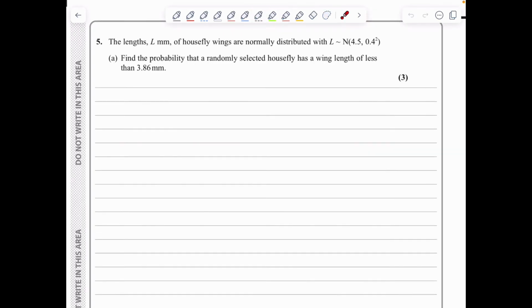In question 5, we've got the lengths L millimeters of housefly wings normally distributed with mean 4.5 and standard deviation 0.4, and we need to find the probability that a randomly selected housefly has a wing length of less than 3.86 millimeters. So we need to find the probability of L being less than 3.86. We will use standardization to go to Z, so it's the probability of Z less than 3.86, and we deduct the mean of 4.5, dividing by the standard deviation of 0.4.